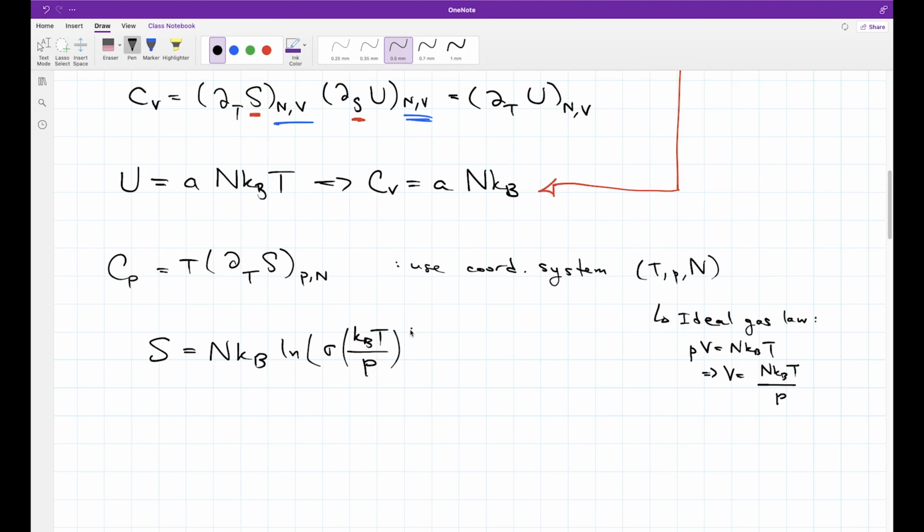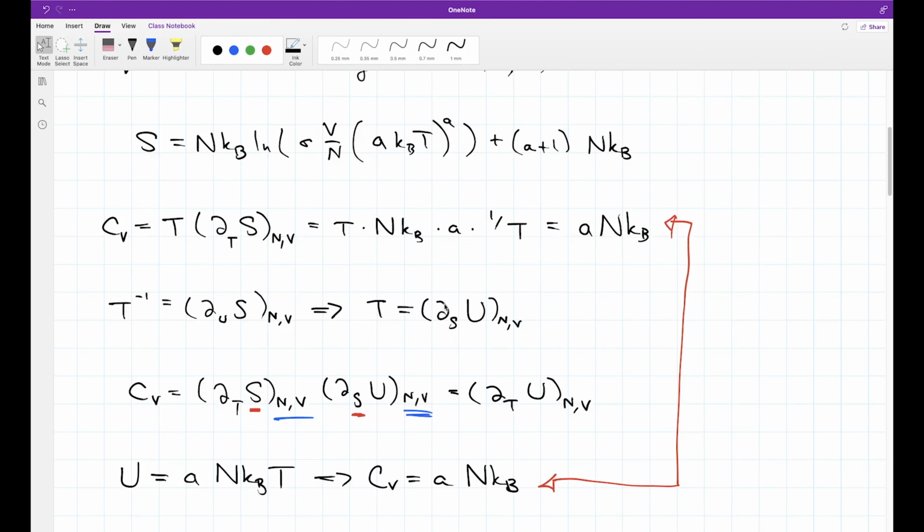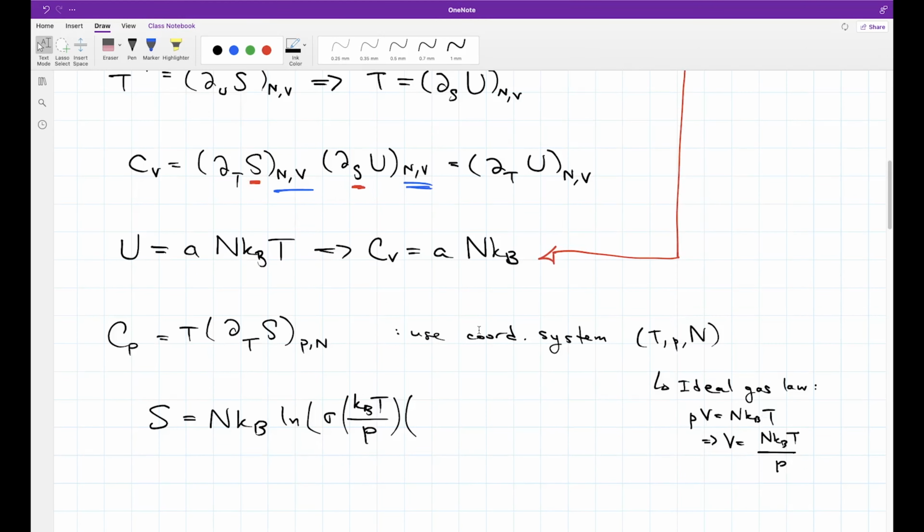Excellent. Next, we have U over N, but we need to make the same replacement that we made up here in terms of A kB T. So we get A kB T to the power A plus A plus 1 N kB.